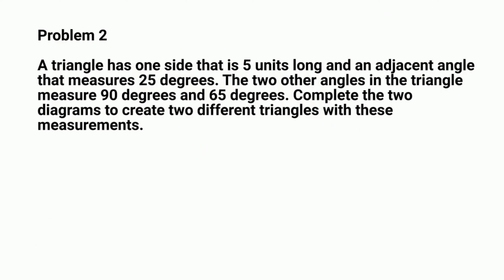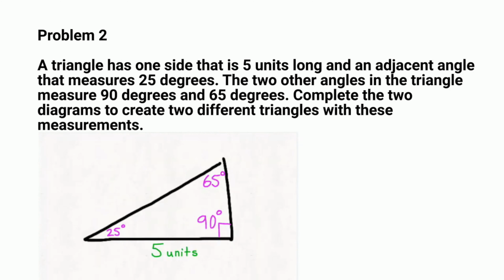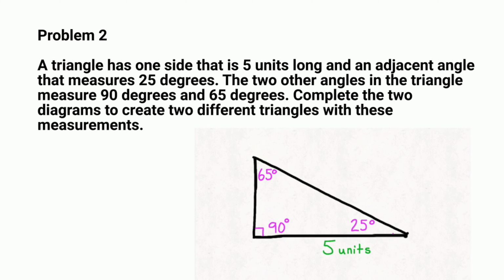Problem number 2. A triangle has one side that is 5 units long and an adjacent angle that measures 25 degrees. The 2 other angles in the triangle measure 90 degrees and 65 degrees. Complete the 2 diagrams to create 2 different triangles with these measurements. I decided to use 2 triangles that are mirror images of themselves, each with 90 degrees, 25 degrees, 65 degrees, and the 5-unit side length.